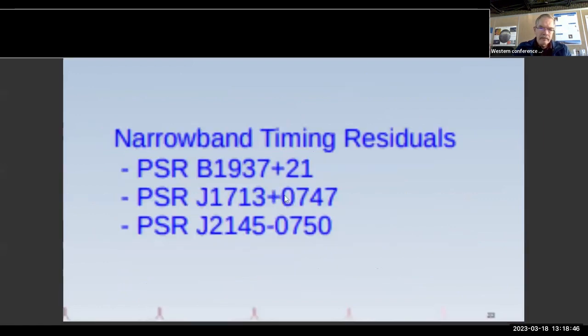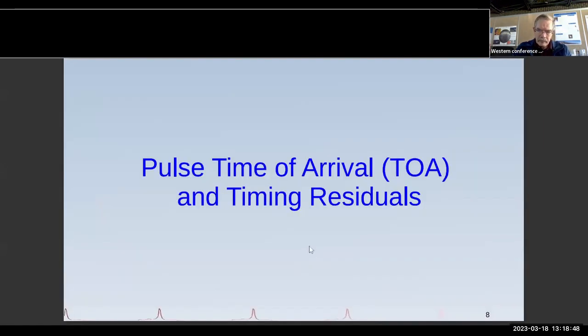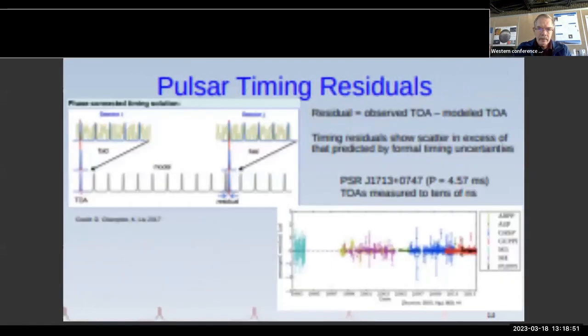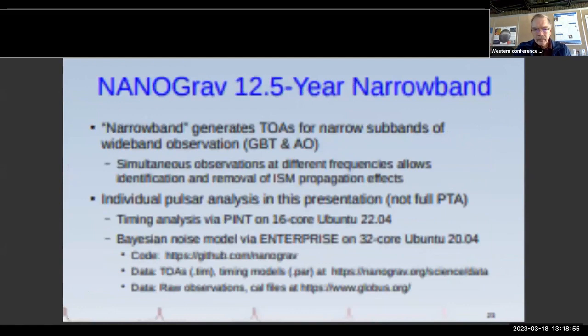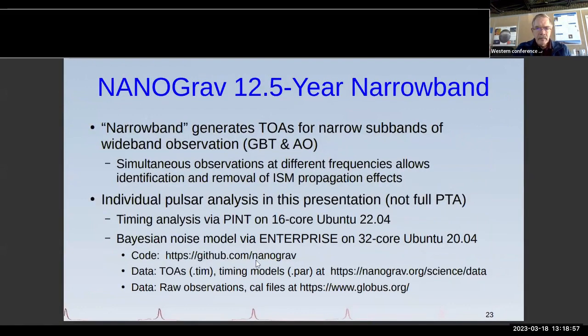So Nanograv has made all of this available on their website. So the code is at GitHub. So Pint and Enterprise and all the other code is on GitHub.